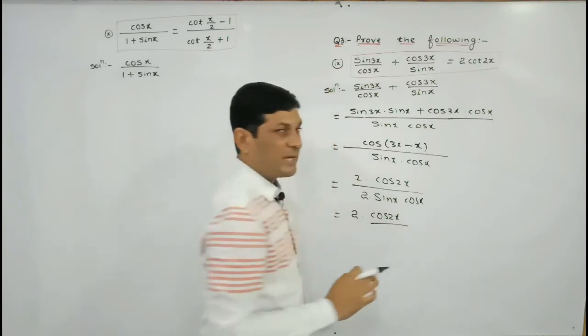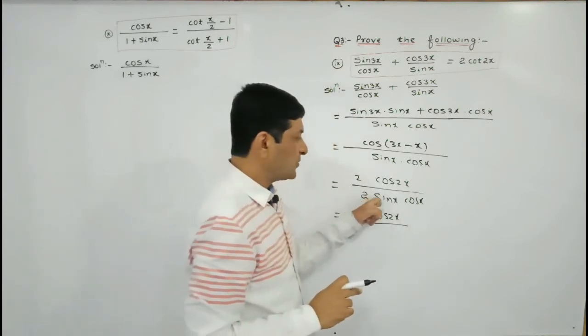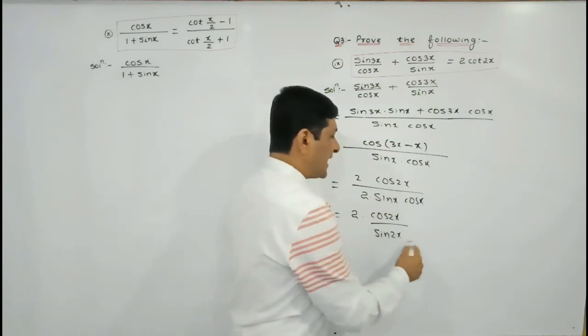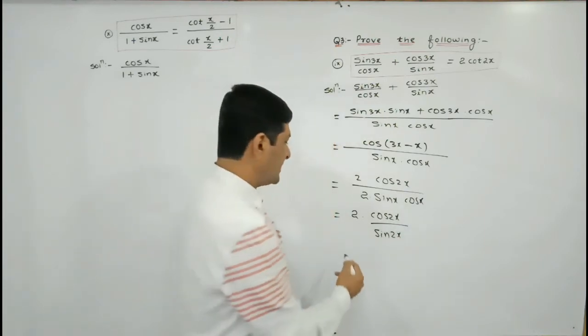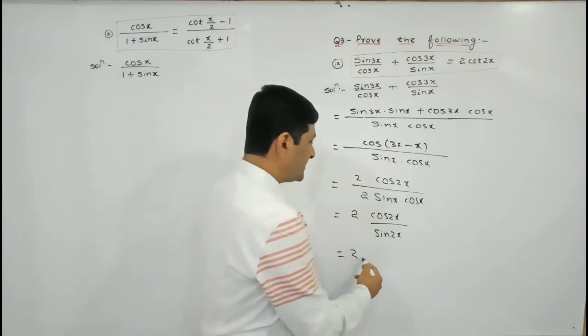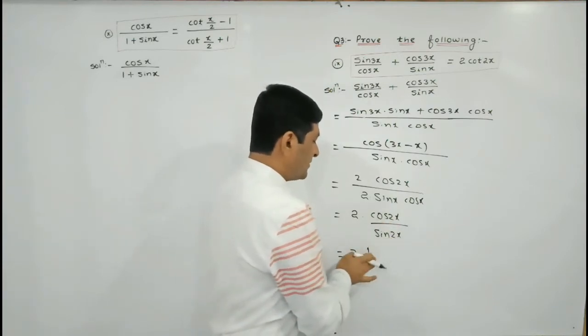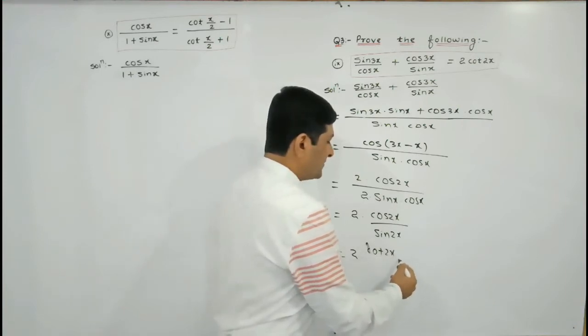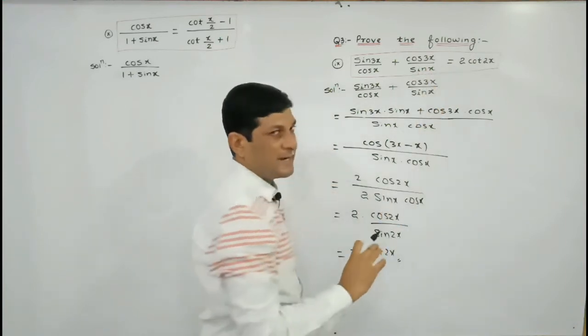Now observe the denominator. Denominator is in the form of 2 sin x into cos x, which is nothing but the value of sin 2x according to the double angle formula. So which is equal to 2, keep it as it is. Now cos upon sin will be equal to what? Cot. So cot 2x, which is nothing but our required right hand side.